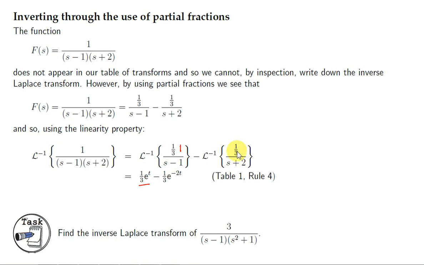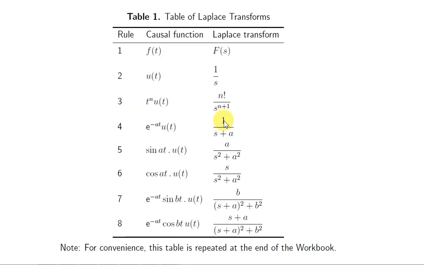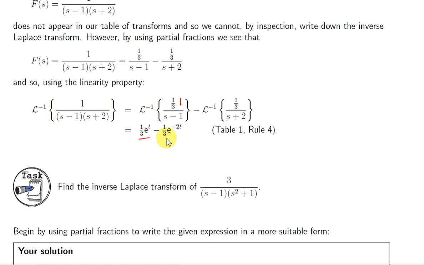Over here then, we can take out this 1/3, and we want inverse Laplace transform of 1 over s plus 2. Well, that's got the form 1 over s plus a, where a is 2, so we get e to the minus 2t. So that gives us the second term. Now the u of t has been left out of this, of course, but you can put it in if you like. Both of these are multiplied by u of t.